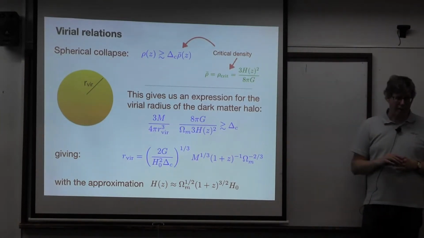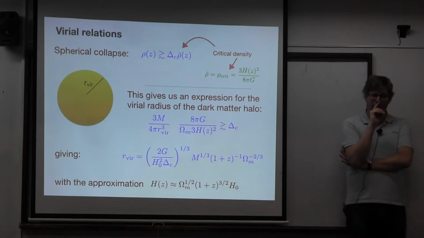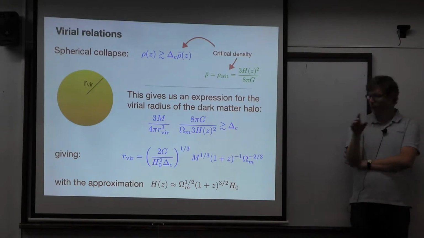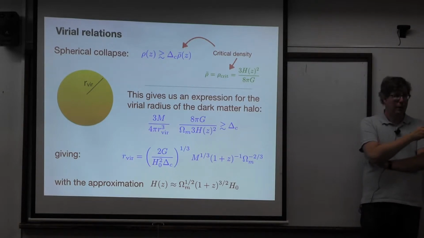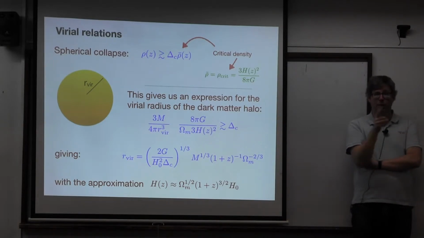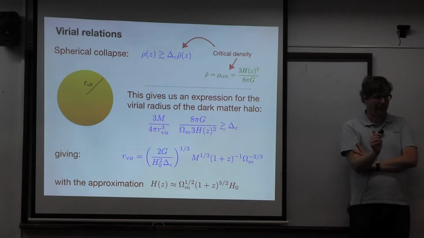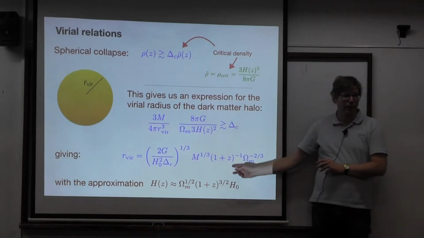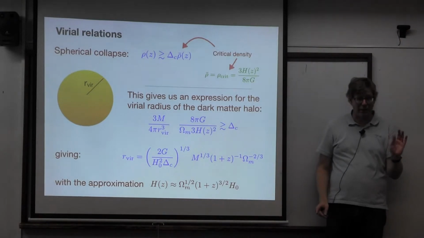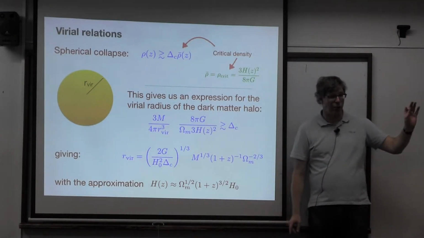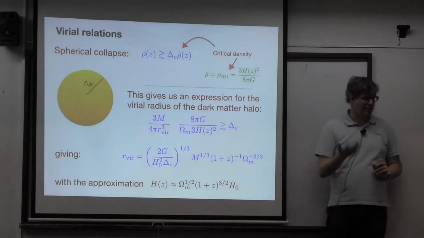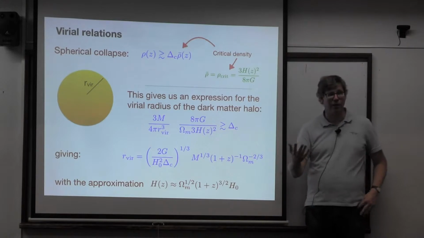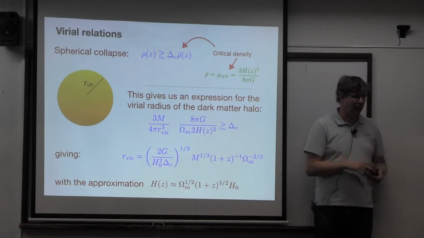But notice one cool thing about this. If you have the same object, if I form a galaxy that's 10 to the 12 solar masses, the same galaxy formed at redshift 2 is going to be 1/3 of the size of the galaxy if it formed today, right? Because of this 1 plus z. So it means that galaxies that formed early in the universe were smaller at the same mass than galaxies forming later. Immediately a prediction that you can go out and compare against observations.